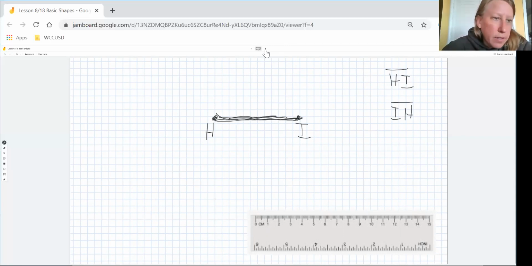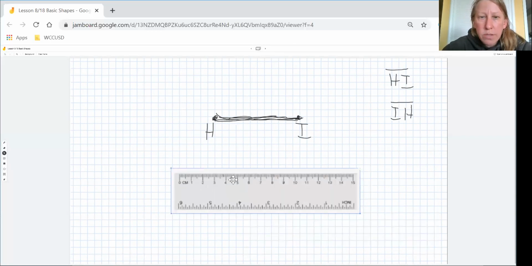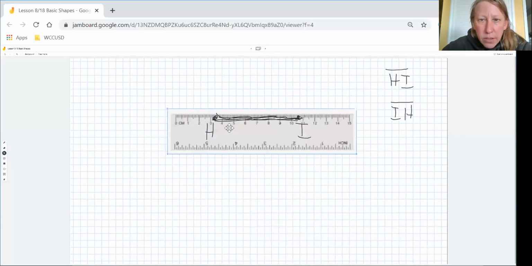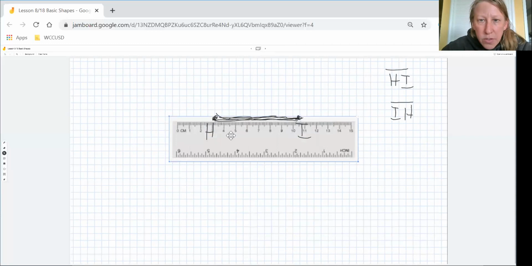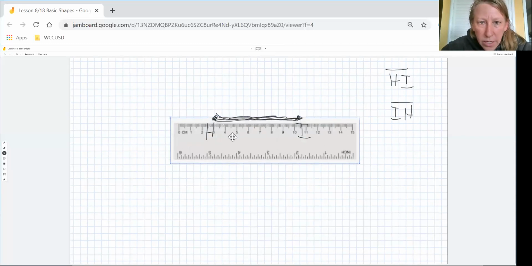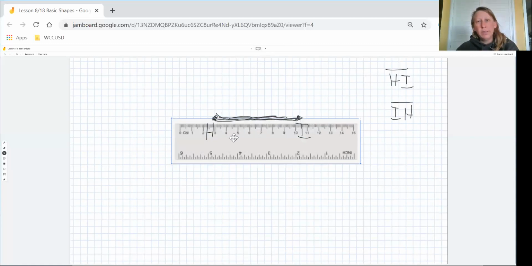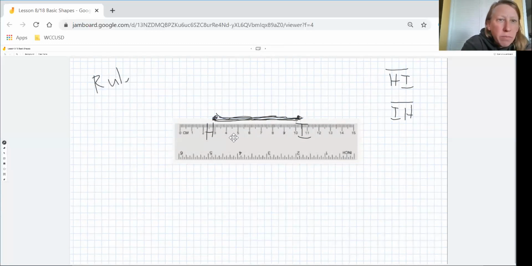Okay, and what you can do is you can slap a ruler up next to it. So I can just take this ruler and slap it up right next to this picture, and I can say, how long is this line segment? This is called the ruler postulate. So the first shape that we can measure is a line segment.